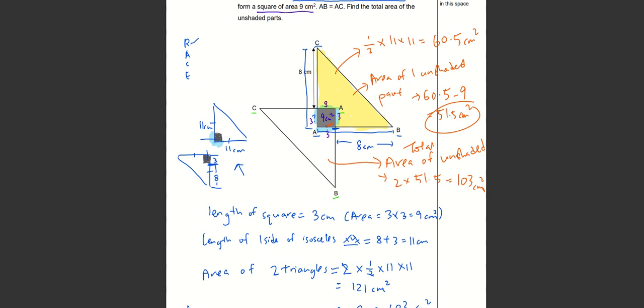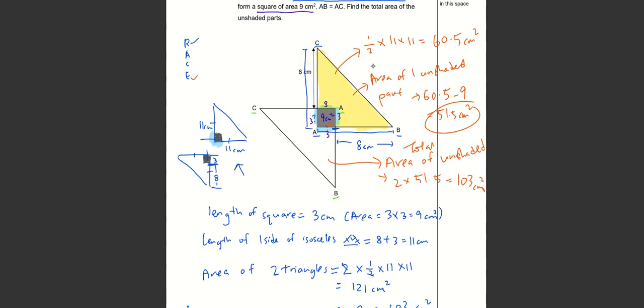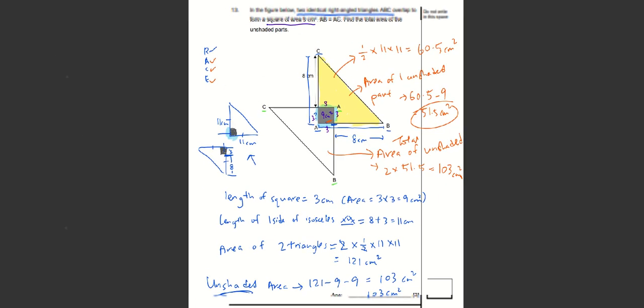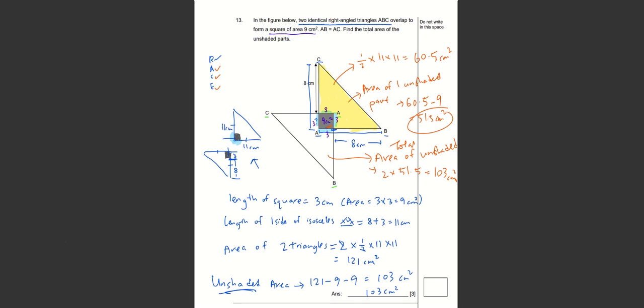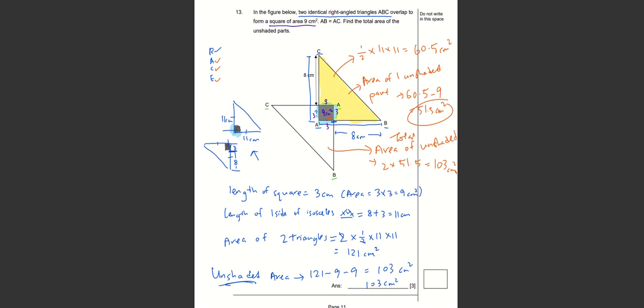Alright, so make sure you have a unit. Now you can choose either of the methods to solve, and if you have the time, when you're done with the paper, you can use the other method to solve the question to check whether you got your answer right. Okay, so this is question 13, paper 2, Set A revision paper.